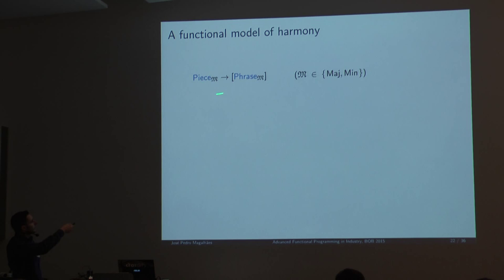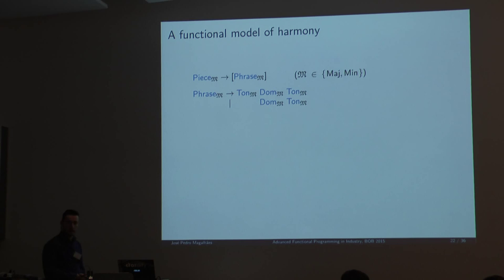Okay, so a piece is a sequence of phrases, that's fine. A phrase could either start in a tonic and then evolve to dominant and then go back to the tonic, or it could just begin straight away with the dominant and then the tonic. The tonic, we're only going to consider two cases, the major case, so that's this chord, or the minor case, which is this chord. And again, I'm calling it one, so this could actually be any chord. You can treat music relatively, and then you specify a given key, and that tells you where to start on the possible notes of the keyboard.